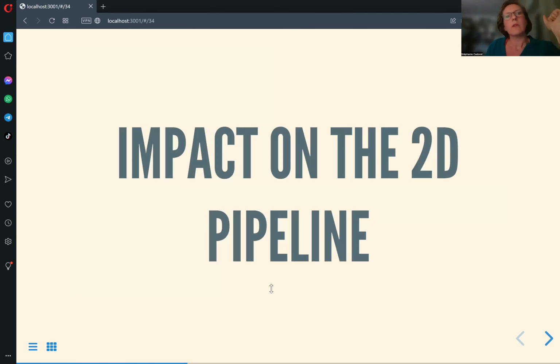So, impact on the 2D pipeline. Now I'm going to become very technical. The current application of AI mainly concerns the 3D workflow. And okay, 3D did not kill 2D. At some point we thought it would, but there is still an appetite for graphic and non-photorealistic forms.